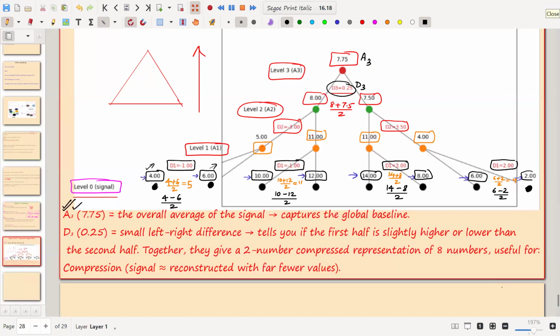The idea is A3, that is 7.75, represents the overall average of the signal, the overall average of your data set at level 0. 7.75 is a representative of the overall signal at level 0. That's how PCA is also working: you have a lot of features, and you select the most important features which represent the data. Same thing here. Now you should ask me how I can call 7.75 the representative data set.